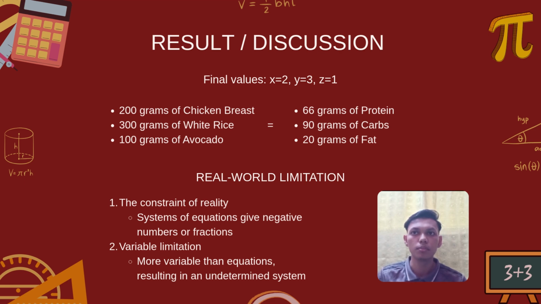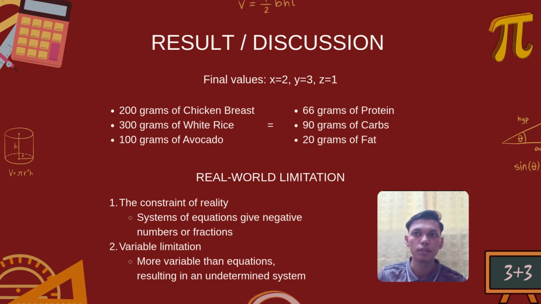However, while the math here is perfect, applying linear algebra to real-world nutrition comes with a few interesting limitations that are worth discussing. First, the constraint of reality. In math, a system of equations can sometimes give you negative numbers or fractions. In our case, if our targets required a negative amount of chicken breast or eating 0.005 grams of an avocado, it wouldn't be practically possible.